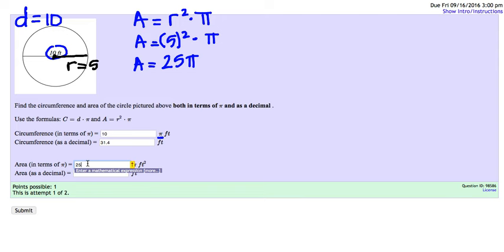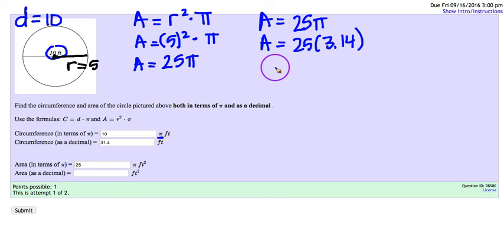Now it's asking us to find it as a decimal. So what I'm going to do now is multiply it out. So here, I'm going to say area equals 25 pi, but instead of putting pi, I'm going to replace that with 25 times 3.14. When you multiply that out, I get the area equals 78 5/10. So let me just type that in as an answer. 78 5/10. And again, the units are already provided for me. So I'm going to submit.